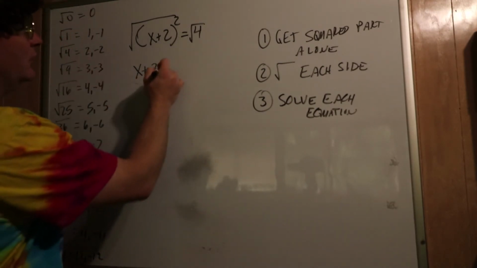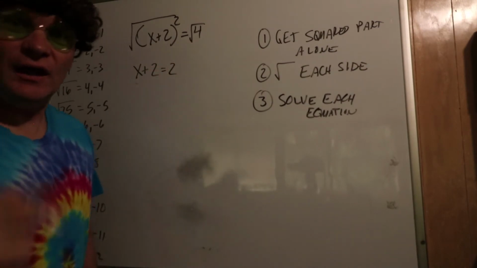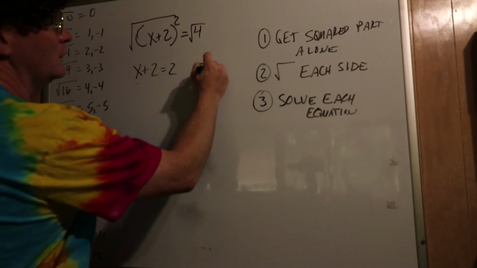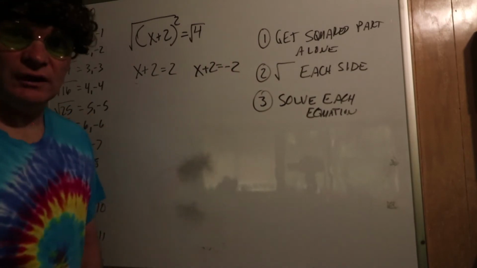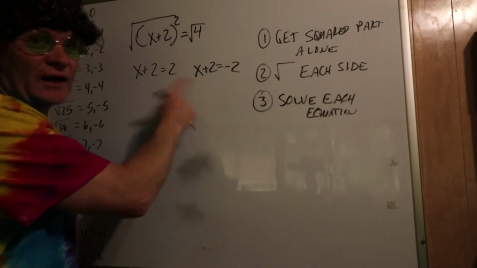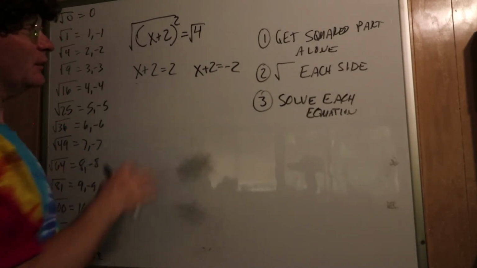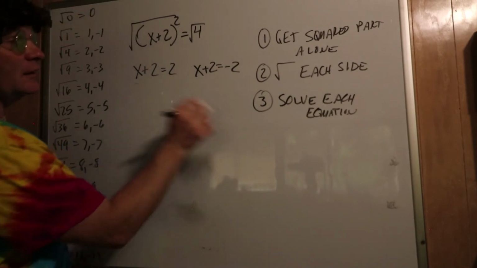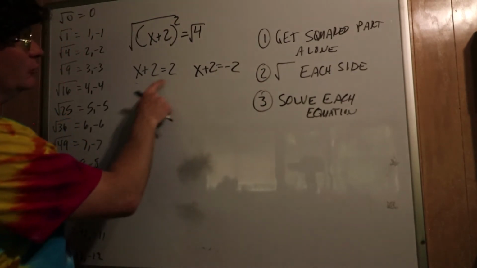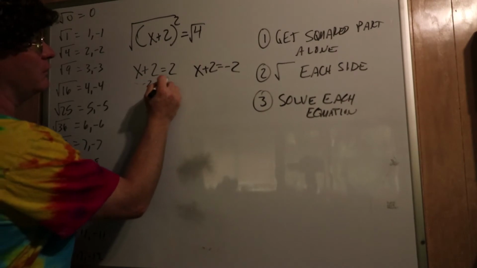Well, we already figured out it's 2. And the other square root of 4 is negative 2. Okay? You cats gotta write them both out like this. If you don't write them out, you're gonna get one of the answers wrong. Now, step 3, solve each equation. Well, these ones are pretty easy to solve.